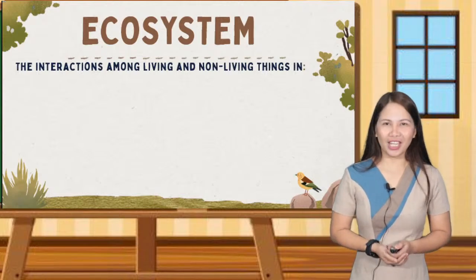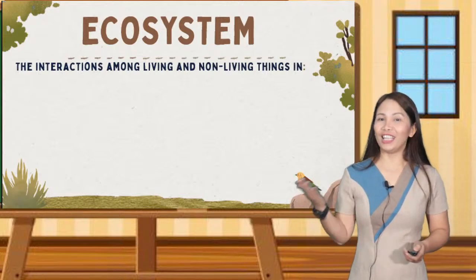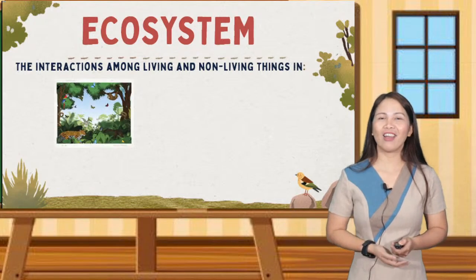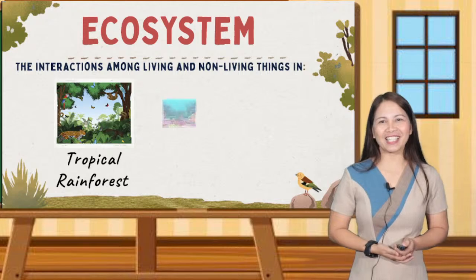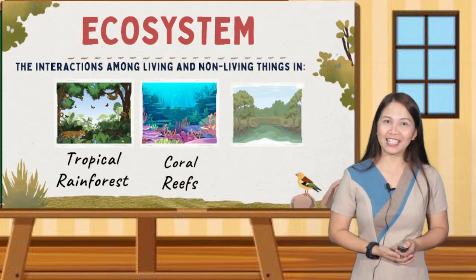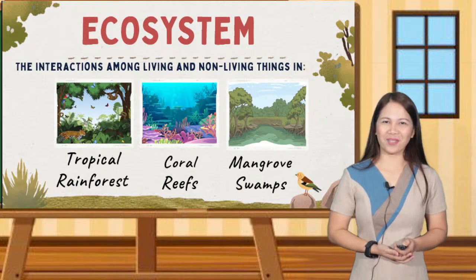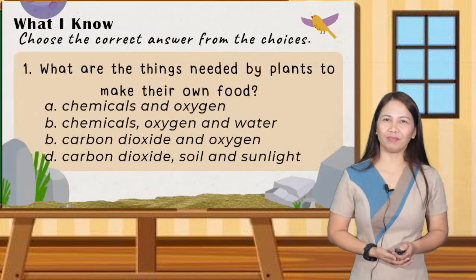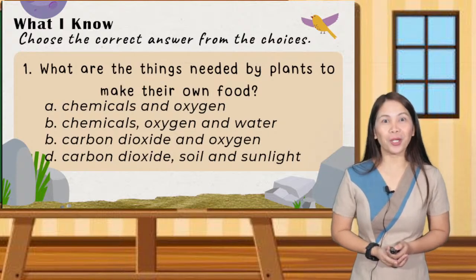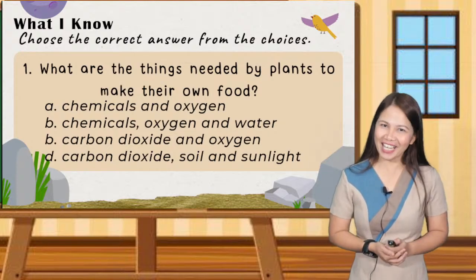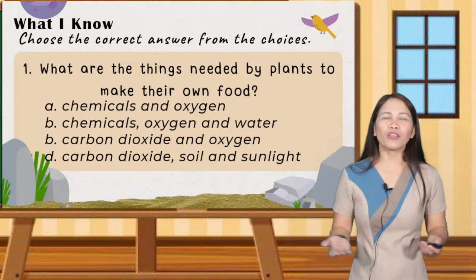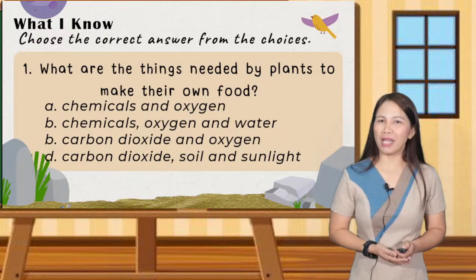ecosystem, the interactions among living and non-living things in tropical rainforests, coral reefs, and mangrove swamps. But before that, let us test first your abilities. Are you ready, kids? First question: what are the things needed by plants to make their own food?